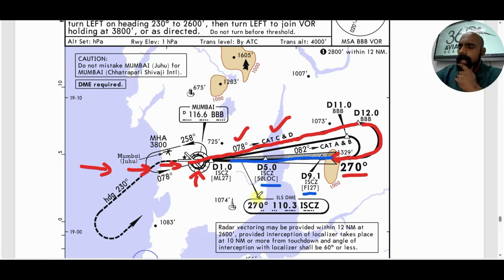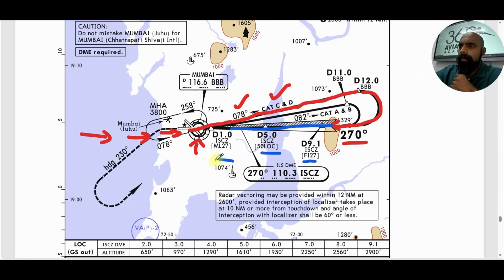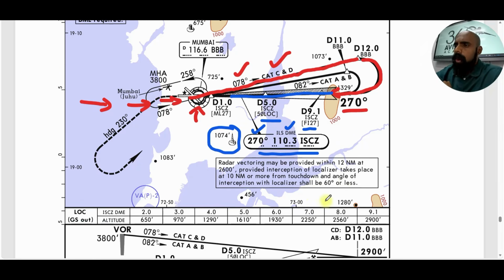All right. Moving forward, you also have this other information regarding your obstacle. Same information: your localizer course, the frequency that you will tune in to the localizer to capture it, and of course your Morse code information is also mentioned, the dots and dashes you can see over here. Along with that, they have given you some additional information. Radar vectoring may be provided within 12 nautical miles at 2,600 feet, provided interception of the localizer takes place at 10 nautical miles or more from the touchdown. The angle of interception with the localizer shall be 60 degrees or less.